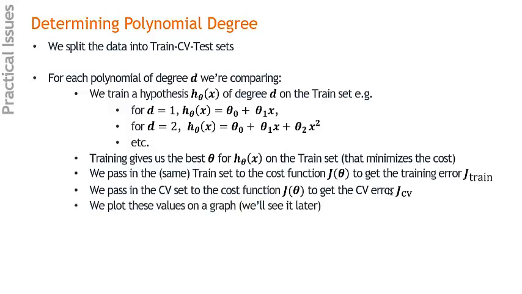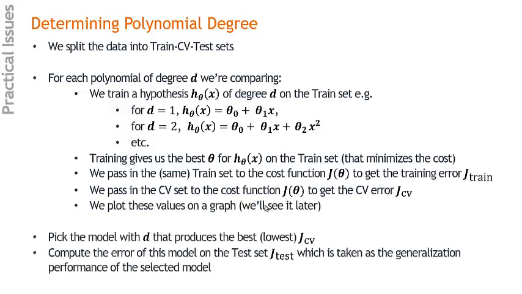Now you plot these values on a graph, and you pick the model that has the lowest J cross-validation. Then your final estimate of the accuracy of the model will be when you apply the model to J-test. All right? So this step here, the J cross-validation, is going to enable me to choose the model with the best polynomial degree.